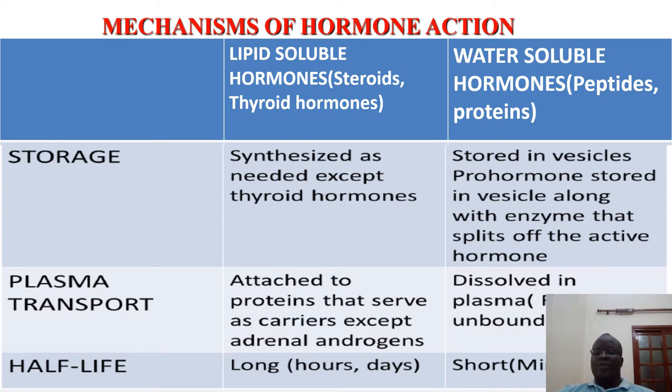Here again, it's very easy to understand because the lipid-soluble hormones, once they are released, are going to bind to plasma proteins, and then slowly they will be released to the circulation, where they will be used up by the tissue. But the water-soluble hormones, because they're not binding to plasma proteins, once they are released, will move to the tissues and then be used up. So lipid-soluble hormones have a longer half-life as compared to water-soluble hormones, which makes sense.